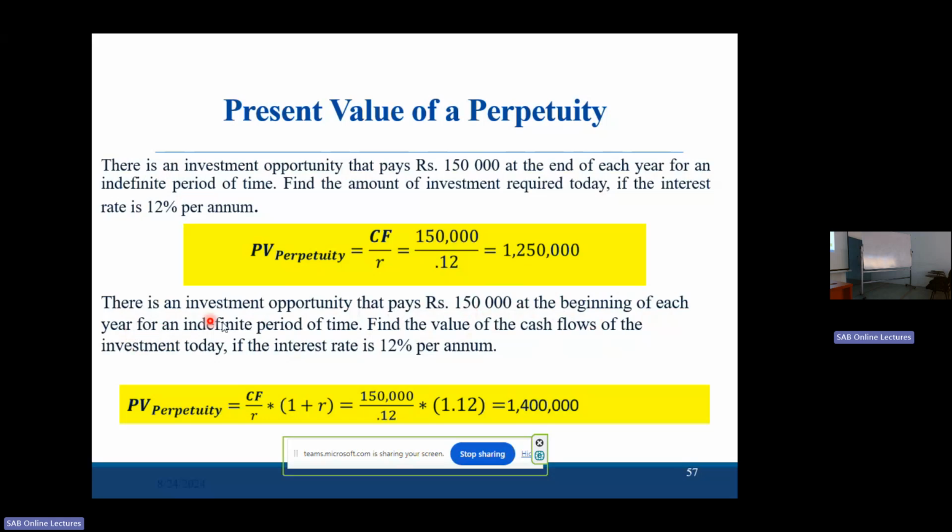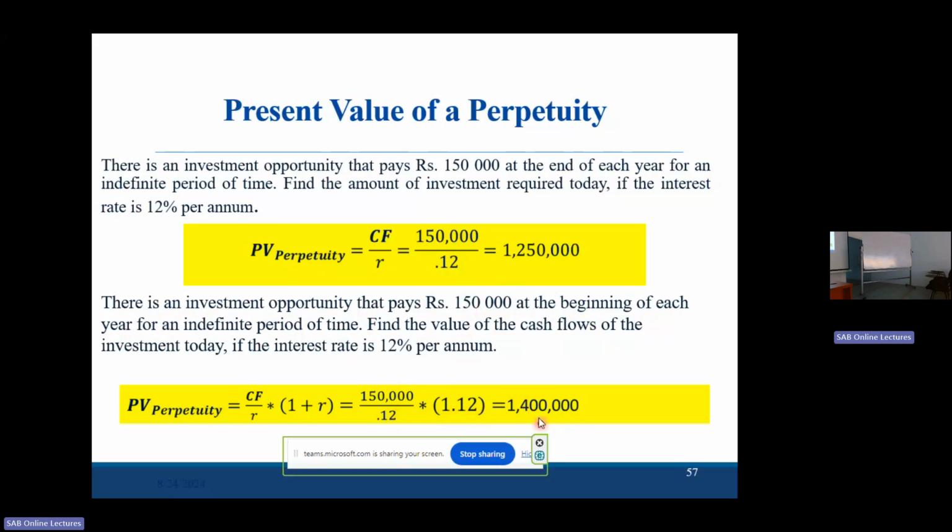At the beginning of each year for an indefinite period. So then you can calculate the present value of this perpetuity: 150,000 divided by the discount factor or the interest rate, multiplied by 1 plus r, if it is an annuity-due type cash flow, occurring at the beginning of the period. So you have to multiply cash flow divided by r, and the answer you have to multiply by 1 plus r.